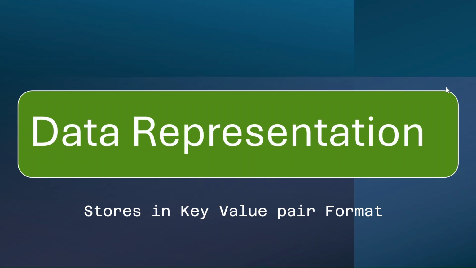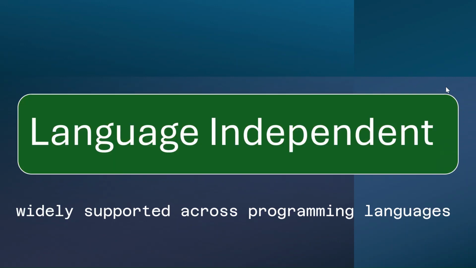For the data representation, it's a key value pair, kind of like a dictionary or the maps in programming languages, to represent data. Language independent: it is derived from JavaScript. However, JSON is language agnostic and can be used with most programming languages.